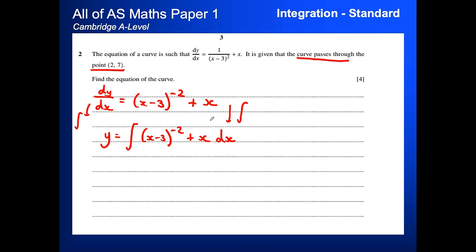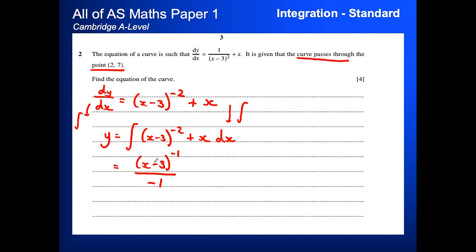Now, the way we actually do this integration, you'll find on paper 2 or paper 3 later on in the A-level course, it will become much more complicated. Here it is relatively straightforward. So to integrate this correctly, first of all, we need to increase the index by 1. So we go x minus 3 to the power of minus 1, and then divide through by the new index, which is minus 1.